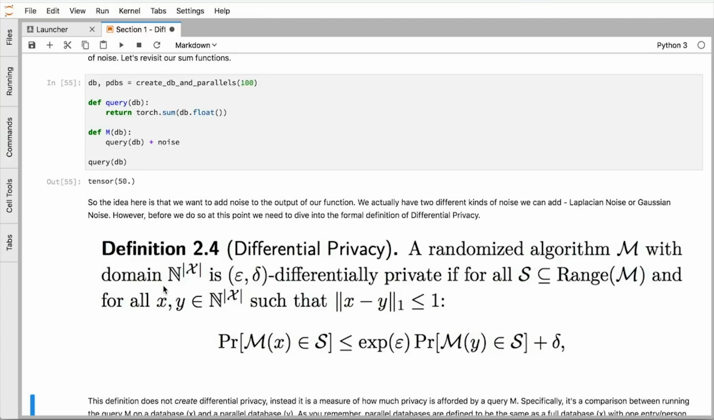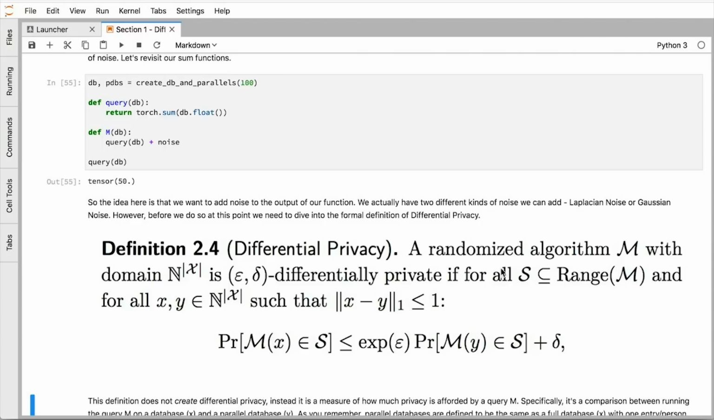Okay, and so we're saying there are 2 histograms, and the max distance between these 2 histograms is 1, meaning that they only differ in 1 entry, meaning that they are parallel databases. So the databases that formed the histograms are parallel.